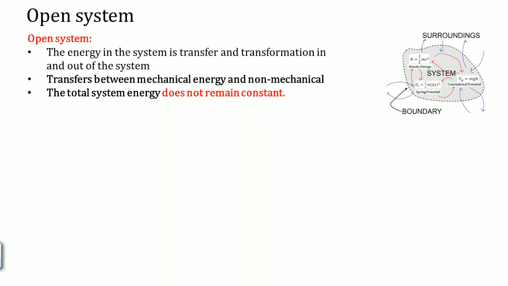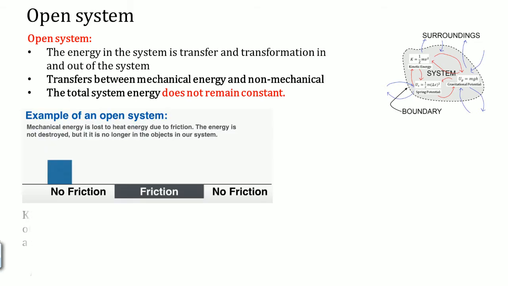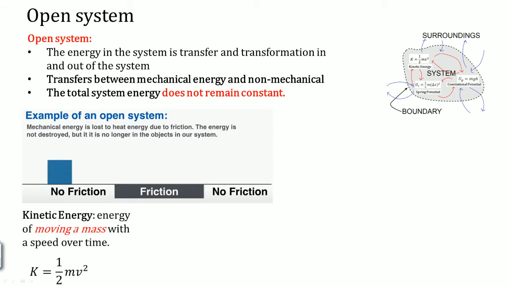Now we're going to take a look at an open system. Notice in an open system, there's going to be a transfer between the mechanical energy and the non-mechanical energy. The total energy does not remain constant. So it is like a block that slides. Right now, the block is going to move. Okay, as it moves, there's going to be kinetic energy. So let's say this now is at 10 joules.